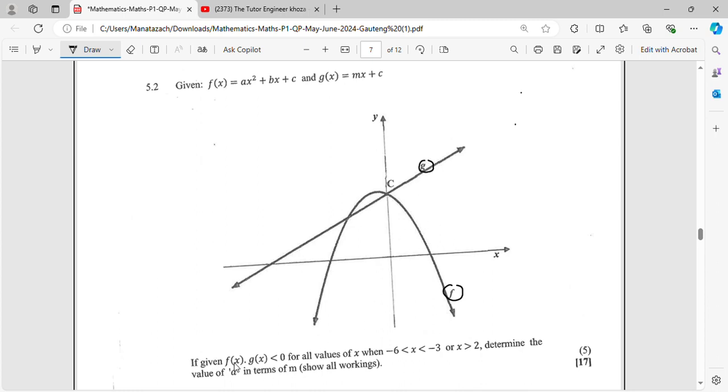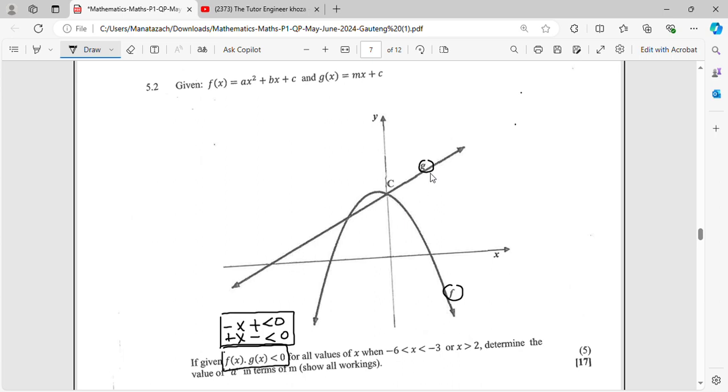If given that f of x multiplied by g of x is less than 0 for all the values of x. Let's think about this statement for a moment. Basically it means where f is positive multiplied by where g is negative, you're going to get less than 0, meaning a negative number, or vice versa, where f is negative multiplied by a positive g, you're still going to get a negative number. So we're going to be looking for these two conditions.